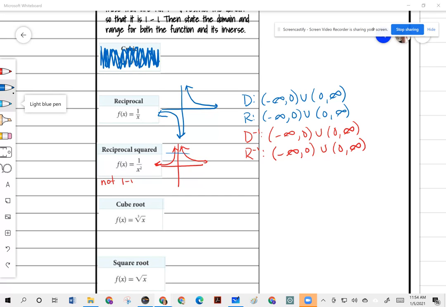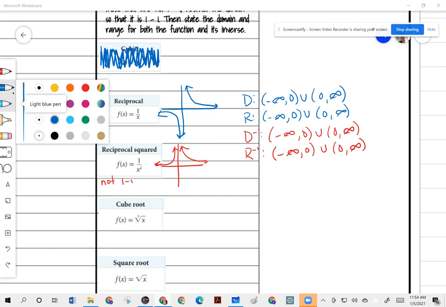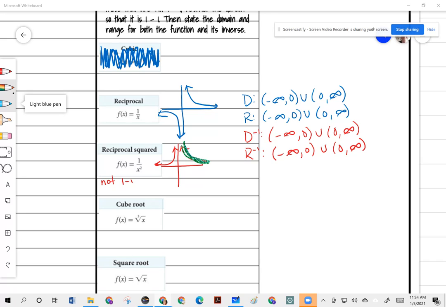So what we need to do is restrict it so that it will be one-to-one. We're going to restrict the function so that it represents this part right here in quadrant 1. So the domain is going to be from 0 to infinity, and the range is going to be from 0 to infinity. The domain of the inverse is going to be the same as the range from the original, and the range of the inverse is going to be the same as the domain from the original.